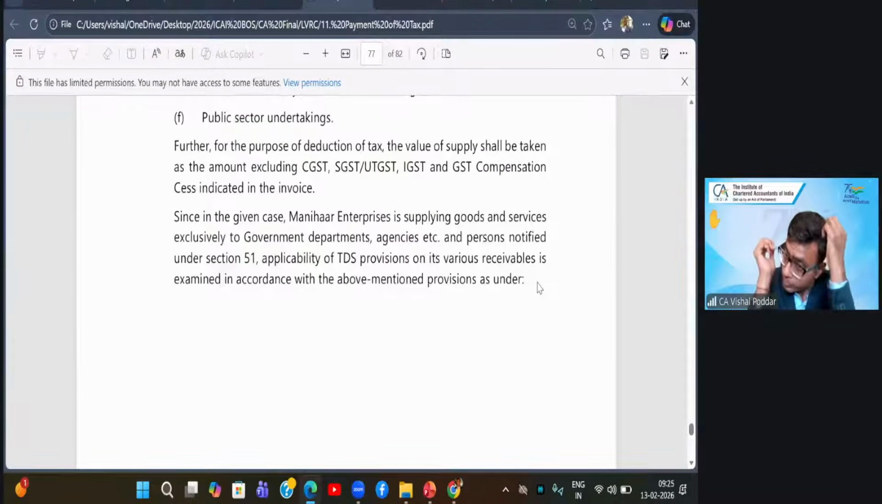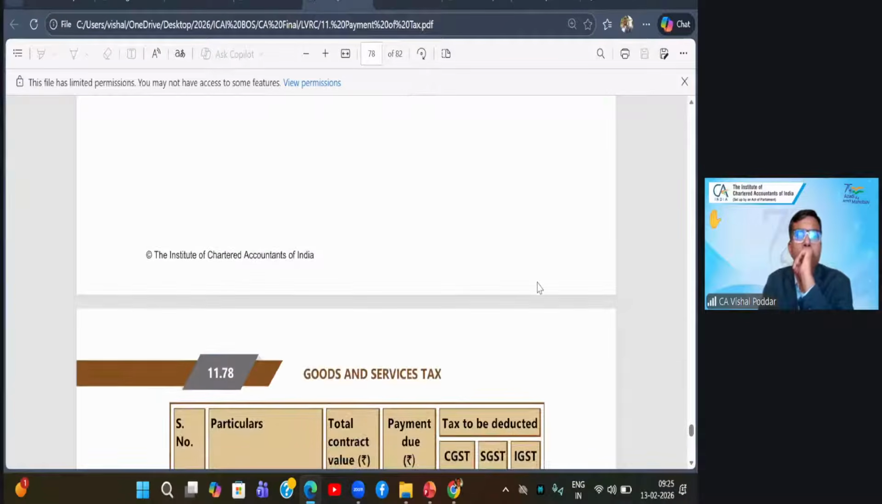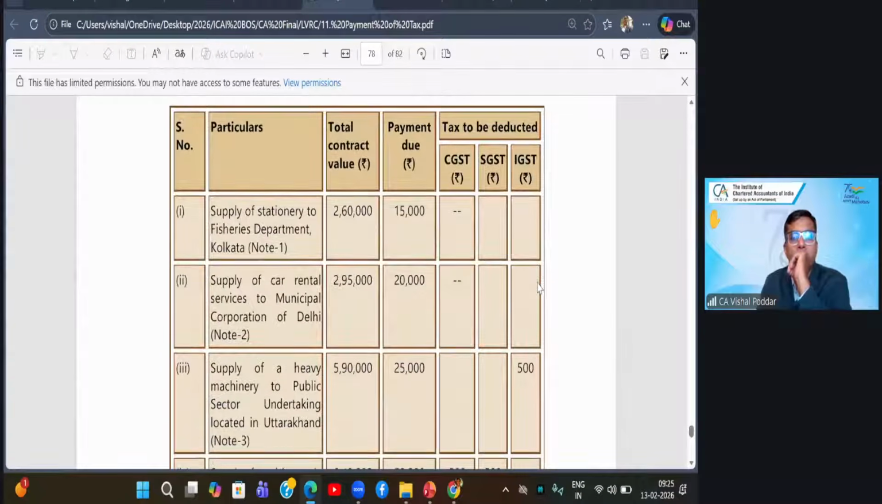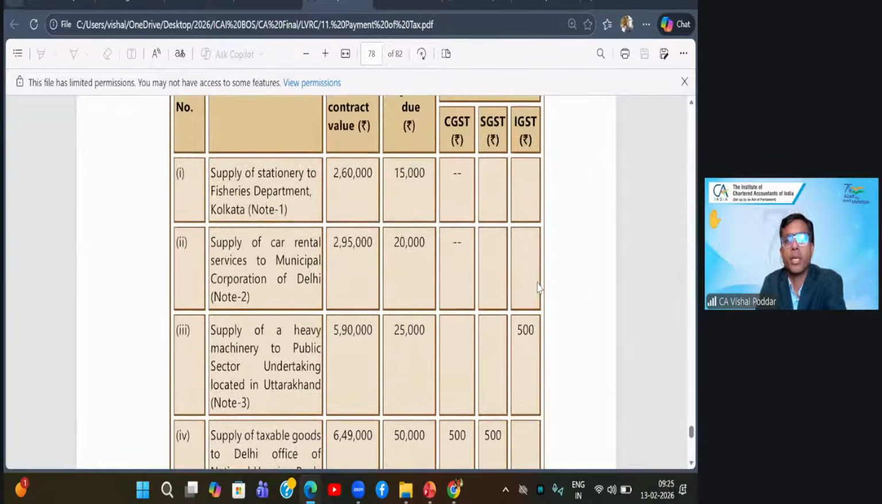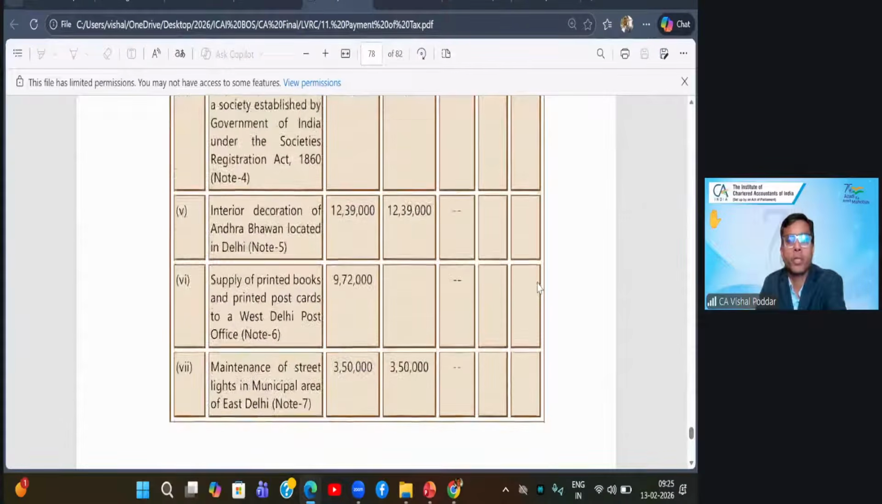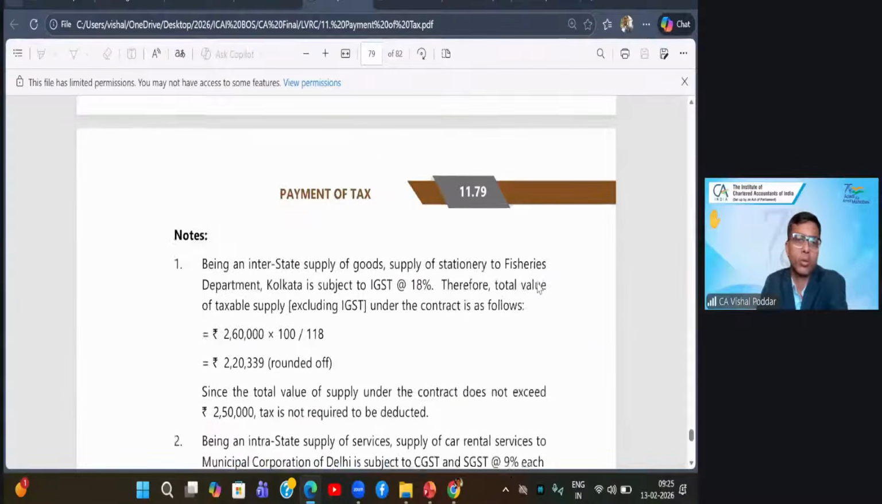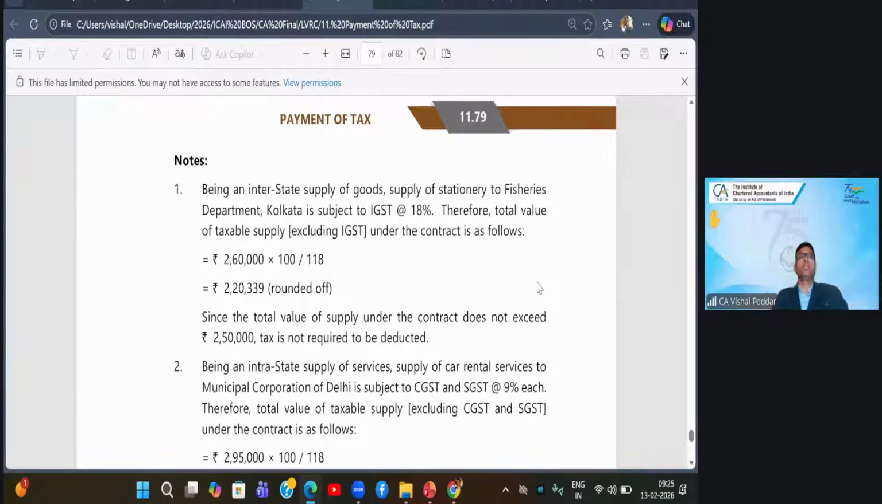Continue. Since in the given case, Manohar Enterprise is supplying goods and services exclusively to government departments, agencies, etc., and persons notified under Section 51, applicability of TDS provisions on its various receivables is examined in accordance with the above-mentioned provision as under. Now we'll go to test whether TDS is applicable in each of the transactions. Now for first transaction, no TDS. Second transaction, no TDS. Third transaction, there is TDS, which is IGST. Fourth is CGST plus SGST. Again, then no TDS. Now the question is, why no TDS? This is to be understood. Please read the notes.